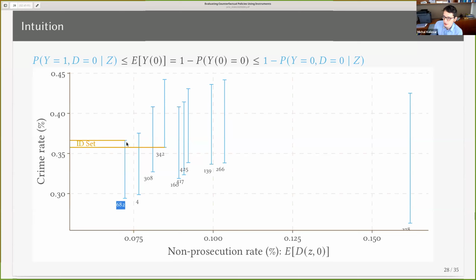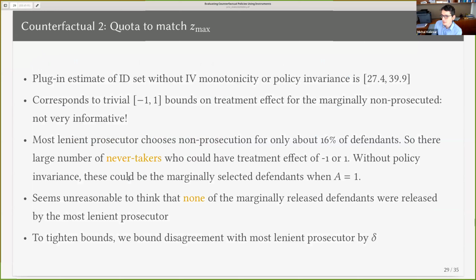If I imposed IV monotonicity, I would only be looking at the strictest prosecutor, 682, and I would get a much wider identified set. So this is a sense in which imposing IV monotonicity is not helpful in this data, and if you apply it naively, you actually get wider bounds. Let me close with our second example, which is this quota to release as many people as the most lenient judge.